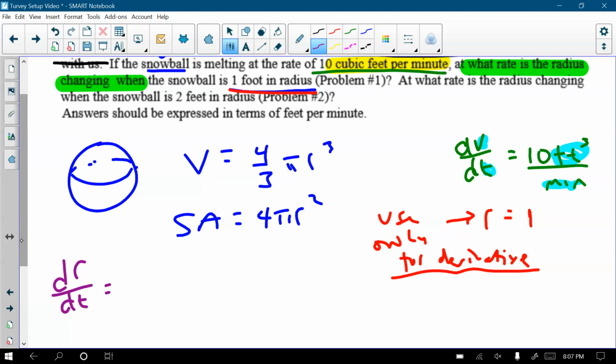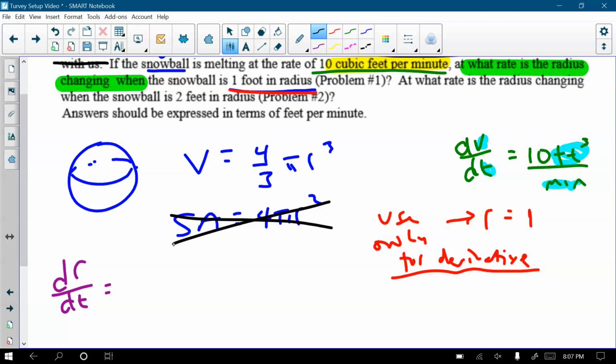Oh, and then for problem 2, at what rate is the radius changing when the snowball is 2 feet in radius? Okay, so what I'm going to do here, and again, I'm not going to solve the problem for you, is I'm going to take volume equals 4/3 pi r cubed. I will not be using the surface area equation because I want dV/dt. I'm going to take the derivative with respect to time, and I am looking for what dr/dt is when r equals 1 and dV/dt equals 10.